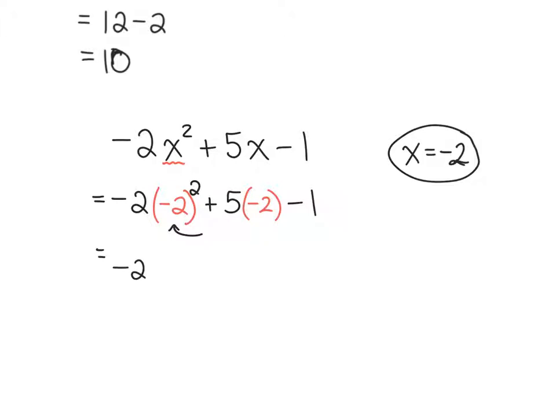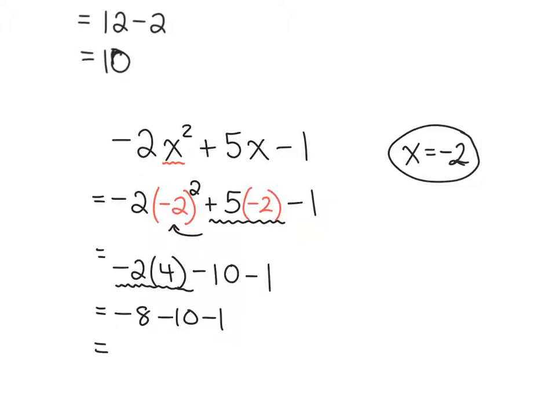So now I have negative 2. I'm going to leave that in brackets because I still have to apply that negative 2 to it. Then I'm going to do this guy. Positive 5 times negative 2 is negative 10, minus 1. I'm just going to keep going here. Now I've got some multiplying to do. Negative 2 times 4 is negative 8, minus 10, minus 1. So now I've got negative 8, take away 10, minus 1. So that's going to be negative 19.